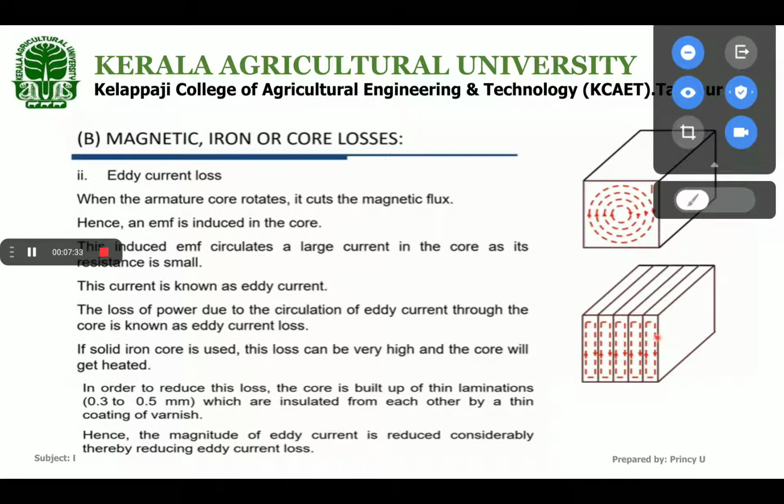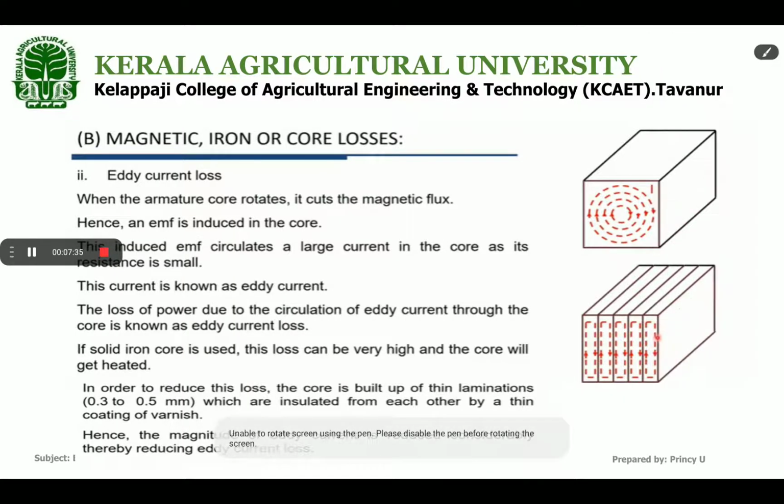Next is eddy current loss. Eddy current loss occurs when the armature core rotates and cuts the magnetic flux, hence an EMF is induced in the core also. This induced EMF circulates a large current in the core as its resistance is small. This current is known as eddy current.